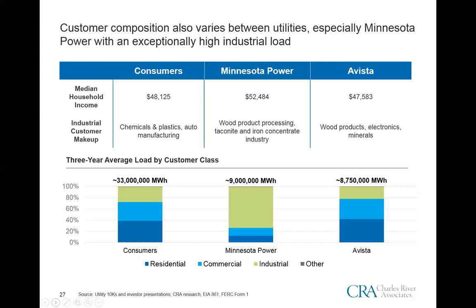So what's notable on this slide, of course, is right in the middle there, Minnesota Power having a predominantly industrial consumer base. And this has a couple of important implications for the utility. One is that their customers are very price sensitive. These industrial customers require energy as a major input, of course, to their processes and bottom lines, and are going to be very price sensitive when it comes to rate growth.